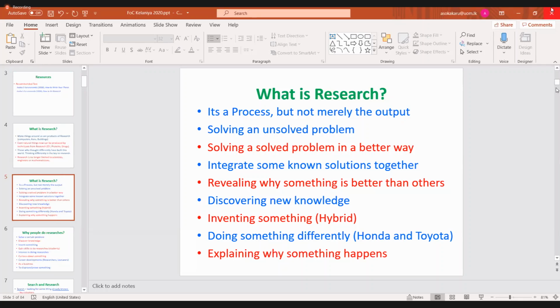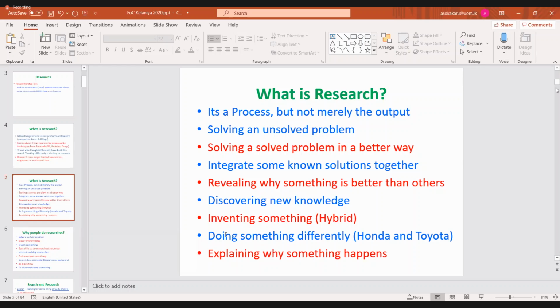Right. Then actually sometimes people say research is solving an unsolved problem. Okay. It's a very common definition. When you do research, what you are really doing is solving a problem which is not solved. Give me an example.